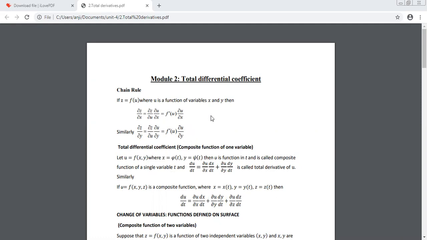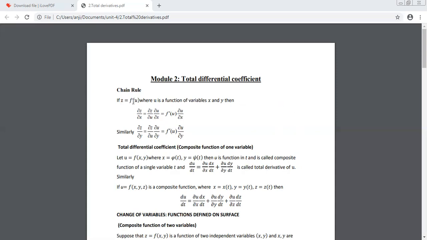So to understand this chain rule, first, what is given? z is equal to f of u. Again, u is a function of variables x and y. So the final output is z in terms of x and y. So z in terms of x and y means we will get partial differentiation: ∂z/∂x and ∂z/∂y.